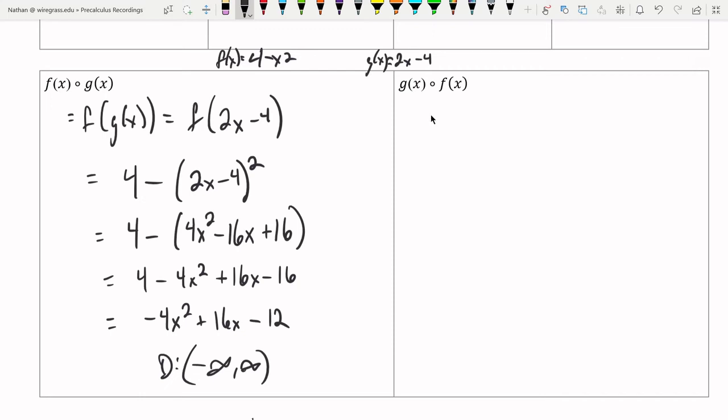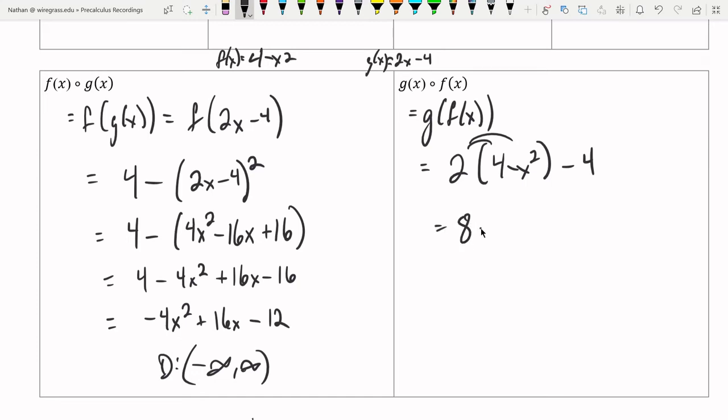Going the other way, this of course is g of f of x. So we can just plug in f of x into g of x. That's going to give us 2 times f of x minus 4. Distribute the 2. And simplify. Once again, a quadratic function. Its domain is everything.